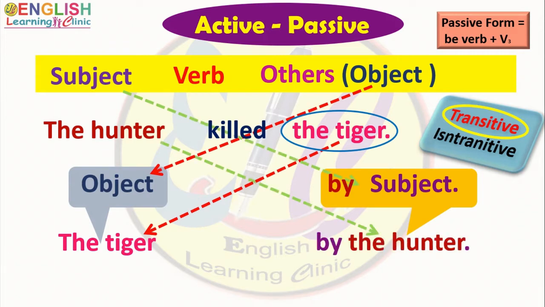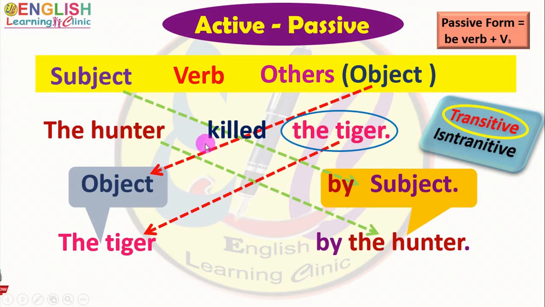Why is the preposition by used? The preposition by is used to show that the hunter is the doer of the action in this case. That's why generally the preposition by is used. And sometimes another preposition is used according to the meaning. Now change the form of the verb killed from killed to the passive form, that is the be verb form, and the third form of the verb killed.